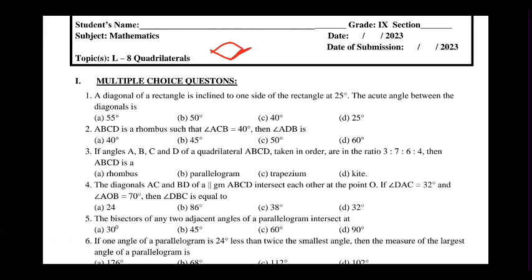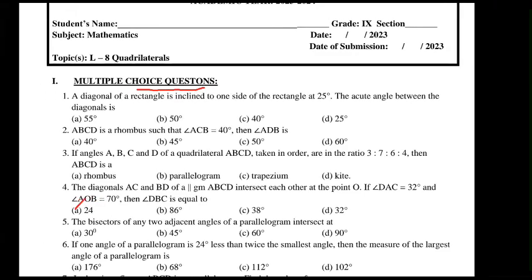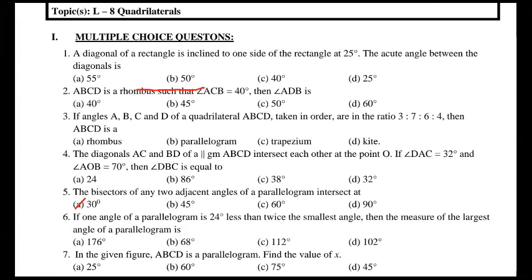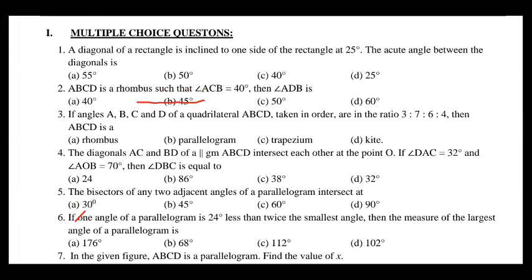So the first question here is, a diagonal of a rectangle is inclined to one side of the rectangle. Let's create a space here. Okay. The first question, can you please read this question? Laiba, come on, read the first question. A diagonal of a rectangle is inclined to one side of the rectangle at 25 degrees. The acute angle between the diagonals.